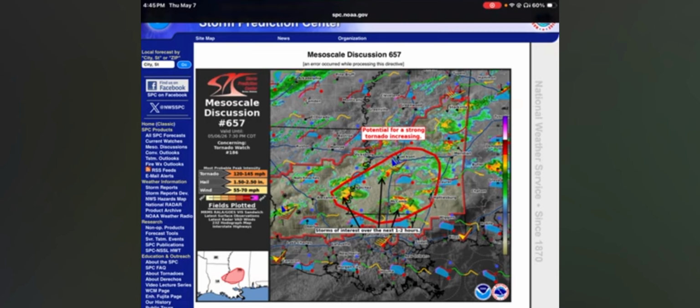Now, keep in mind, this is all for yesterday's risk, because this is an archived severe weather risk. This is not live. This is not happening right now. This is yesterday.